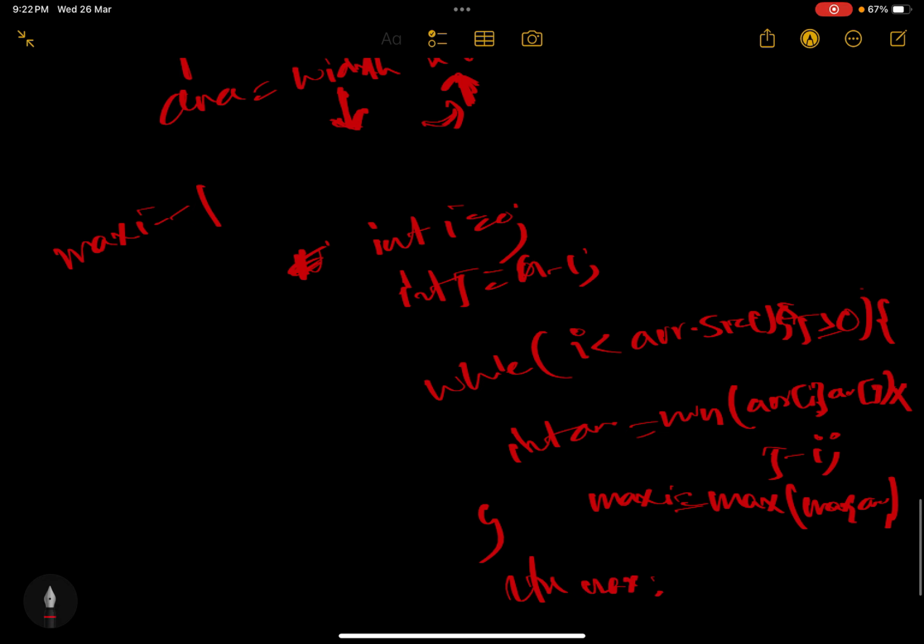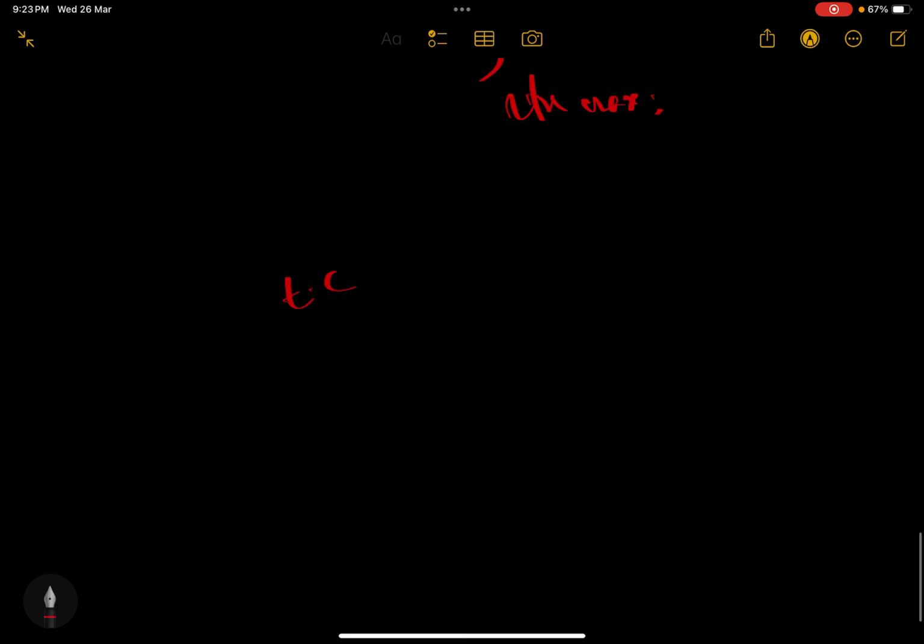So what will be the time complexity? It is a two pointer approach, so it will iterate at most O of n, and I am not using any extra space, so space will be O of 1. So I hope you understand the idea of how you can solve this.